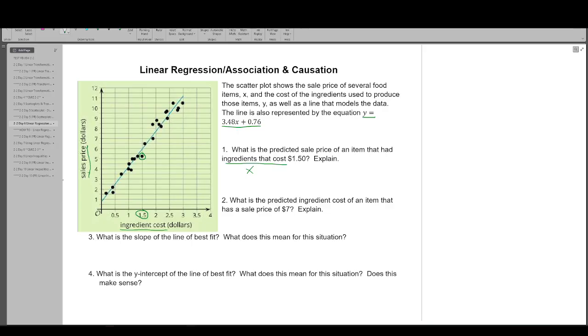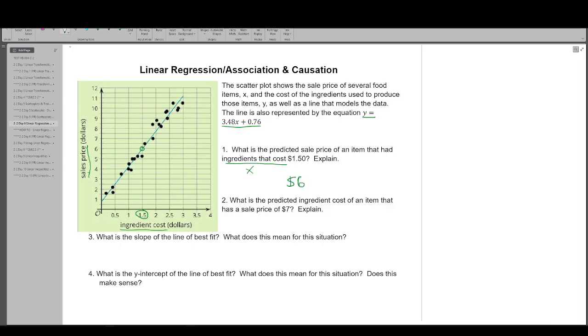We do not want to ever refer to any one of these black dots once we've drawn the blue line. So we're going to pretend that black dot doesn't exist, and we're going to continue on up to find out where our line is at 1.5. We can see that that matches up with a sale price of $6.